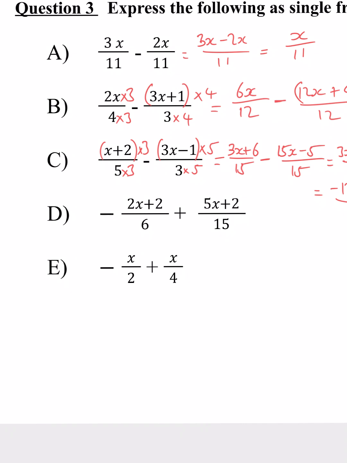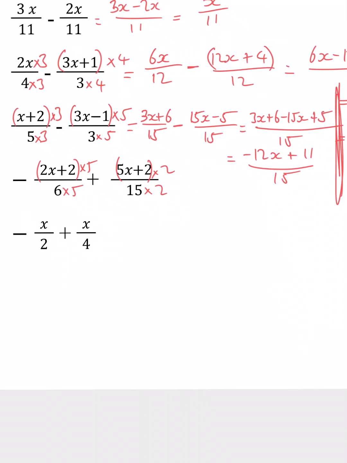Part D. In this case, I'm going to use the LCM. We could multiply 6 by 15 and use 90, but I'm going to use 30. So I'm going to multiply by 5 to make 30, multiply by 2 to make 30, and again, match everything here. And make sure you multiply the entire expression on the top there. Okay, I'm going to give myself some room over here.